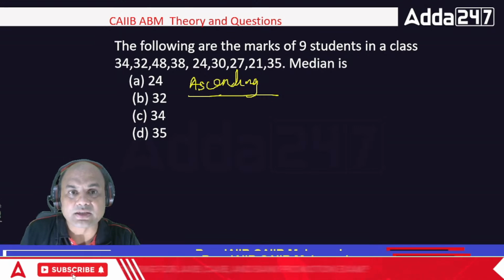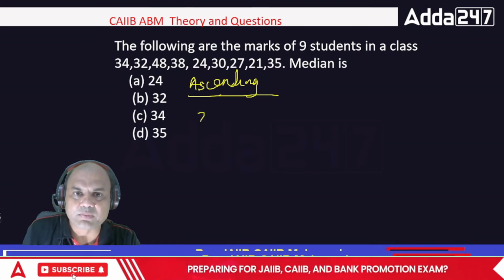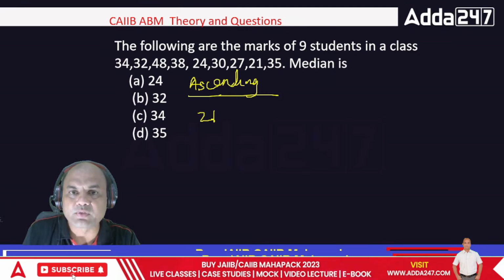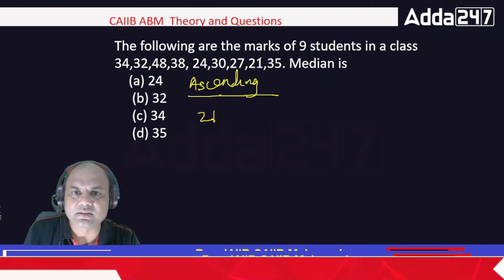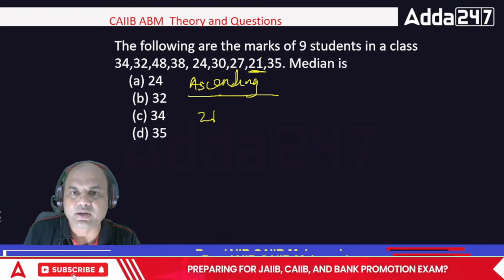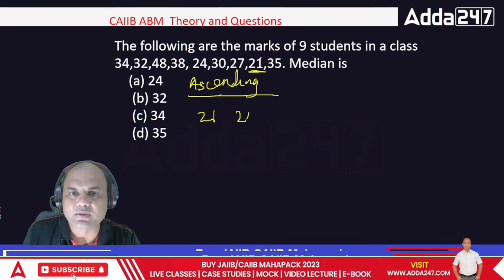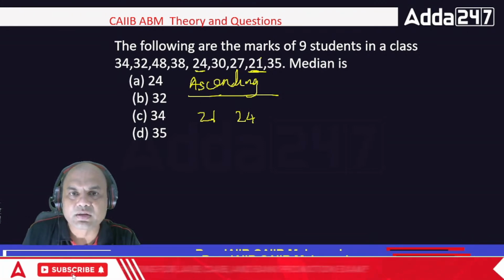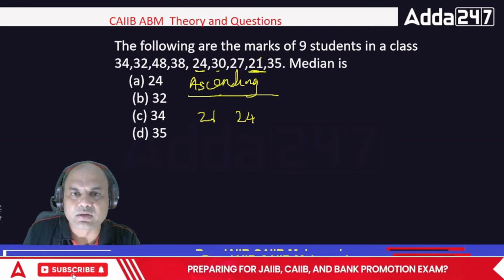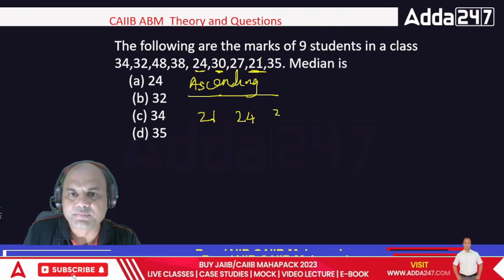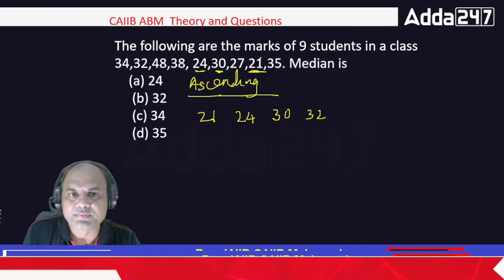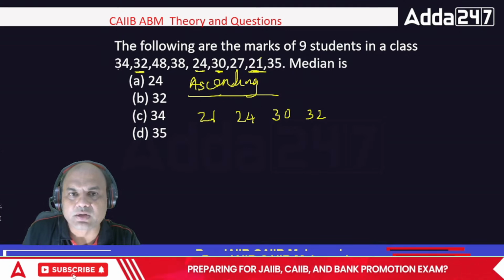So arrange them. What is the answer? Starting from 21. Then it goes to what? After 21, let me mark this, not cancel. 21 is done. Next is 24. So 24, I have done it over here. After 24, next one is what? 30. After 30, 32. After 32, 34.